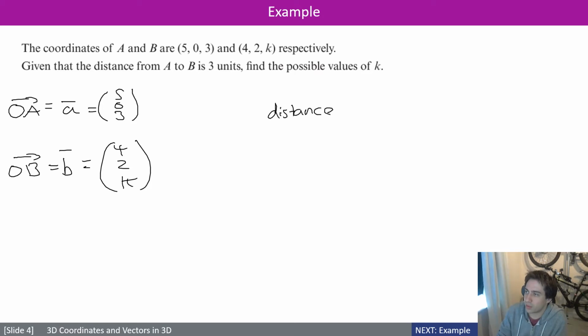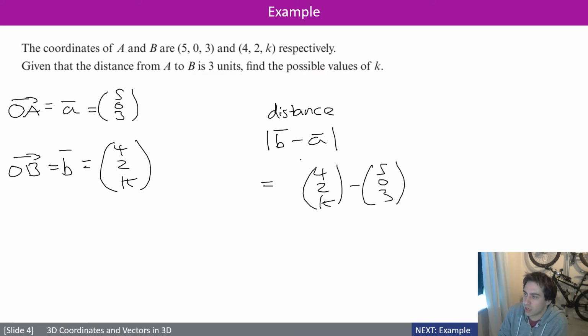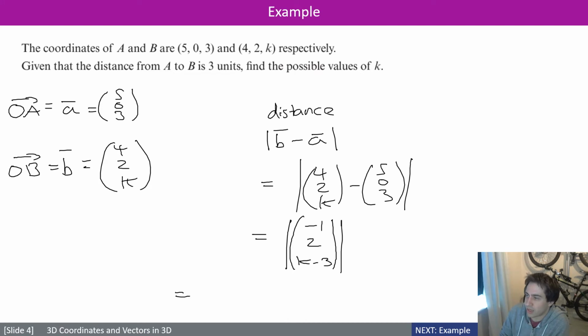What's the distance between them? It's going to be b minus a, and then taking the magnitude. So what's that? That's (4, 2, k) minus (5, 0, 3), taking the magnitude. Combine that into one vector. 4 minus 5 is minus 1, 2 minus 0 is 2, k minus 3 is just k minus 3. Now find the magnitude of this vector. And the magnitude of that is the square root of minus 1 squared plus 2 squared plus k minus 3 squared.